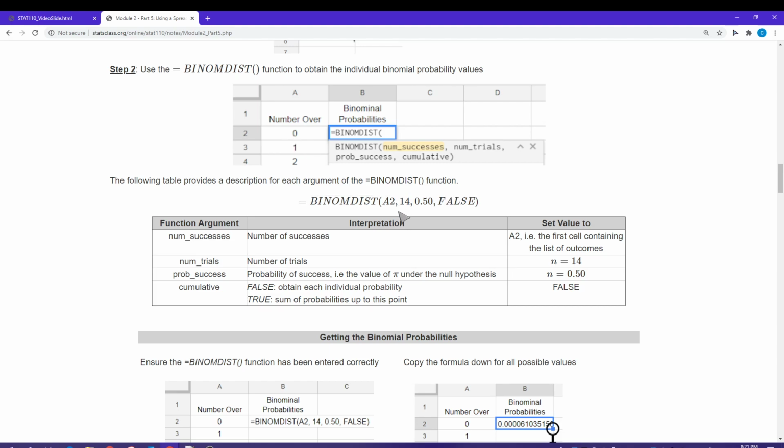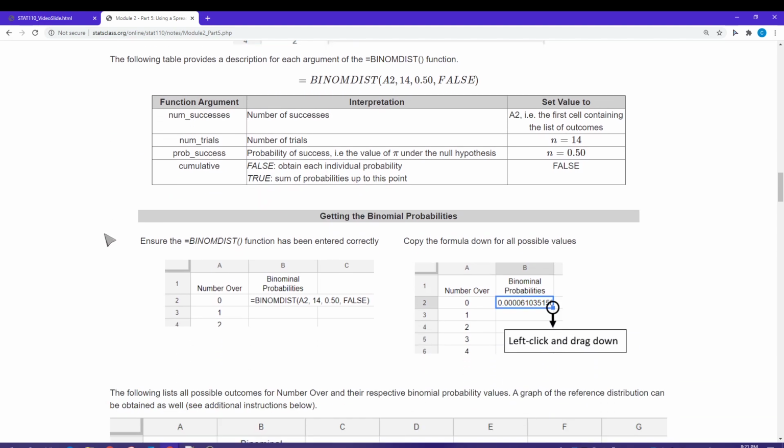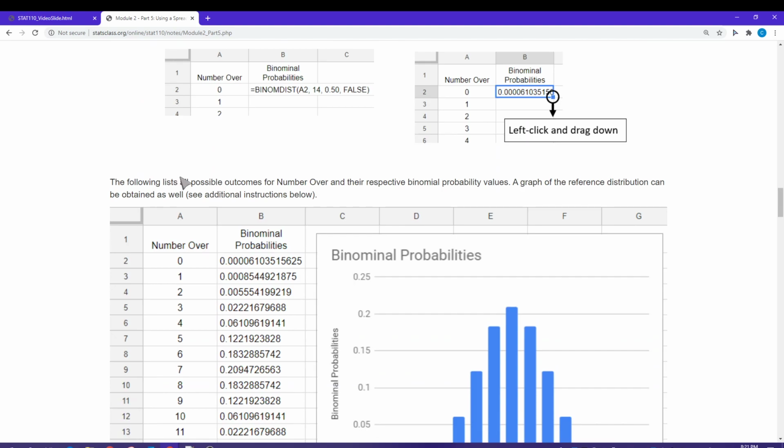I need to carefully have commas between those, and I need a parenthesis and an end parenthesis when using any kind of function inside of a spreadsheet. So here's what that's going to look like in my spreadsheet. I'm going to type that in carefully, and then, again, in the lower right-hand corner, click on the square and drag that down.